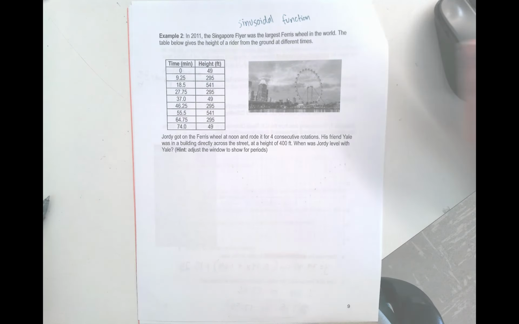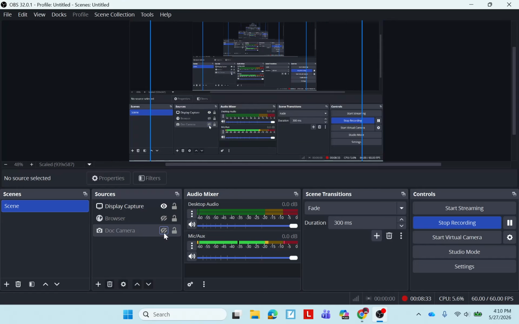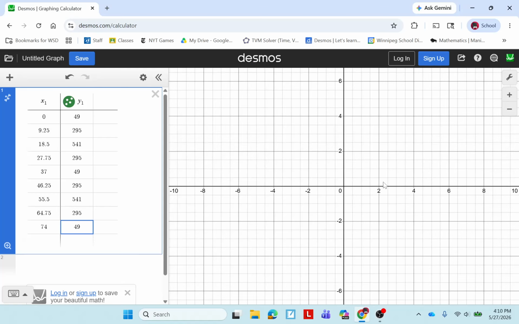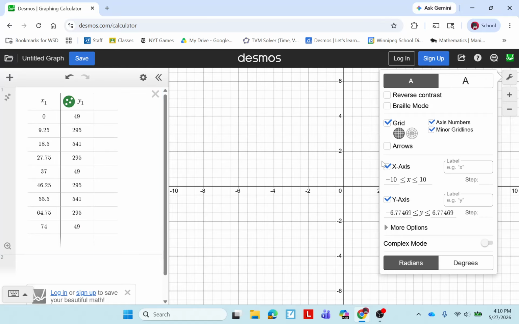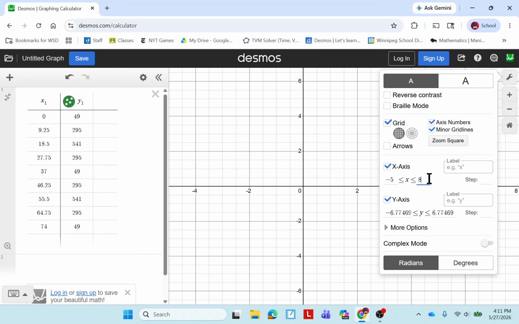So I have all of my data on Desmos, so I'm going to switch over to there. And again, we're going to just talk quickly about how do we adjust the window. So again, in our settings, we can see that our x values start at 0 and they go up to 75. So I'm going to adjust my window to kind of account for that. So let's go from -5 to 80.